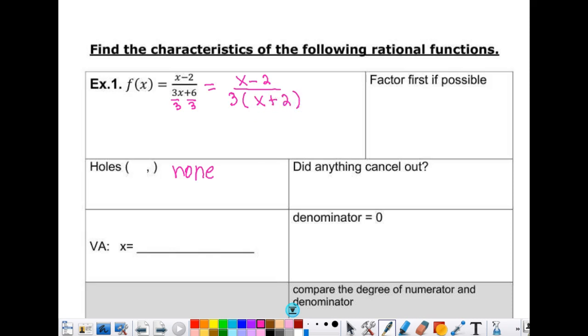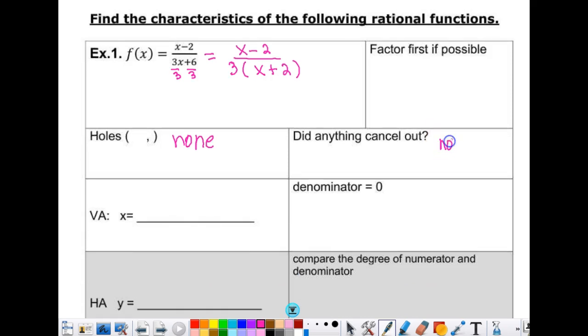Now, just a little sneak peek into tomorrow. You know if you have a hole, if you can cancel those out. I can't cancel these out right here because one's a plus, one's a minus. They'd have to be exactly the same. So we don't have a hole because it's not x plus 2, x plus 2, or x minus 2, x minus 2. So did anything cancel out? No. So we know we don't have a hole.